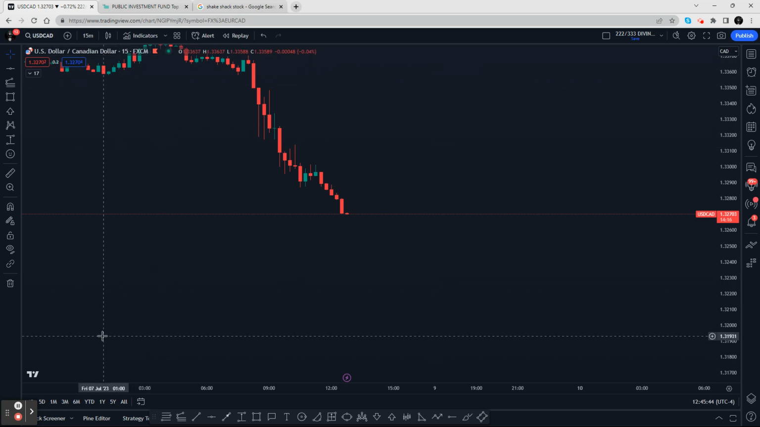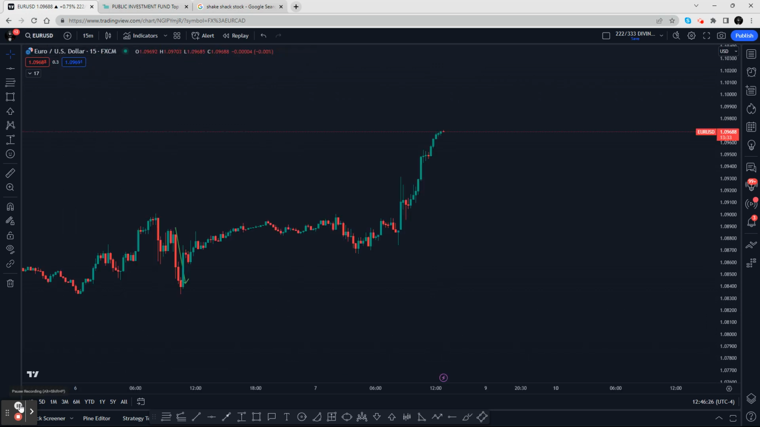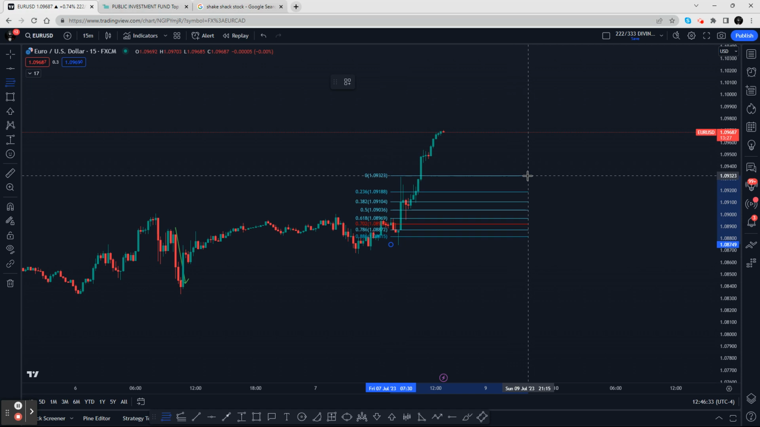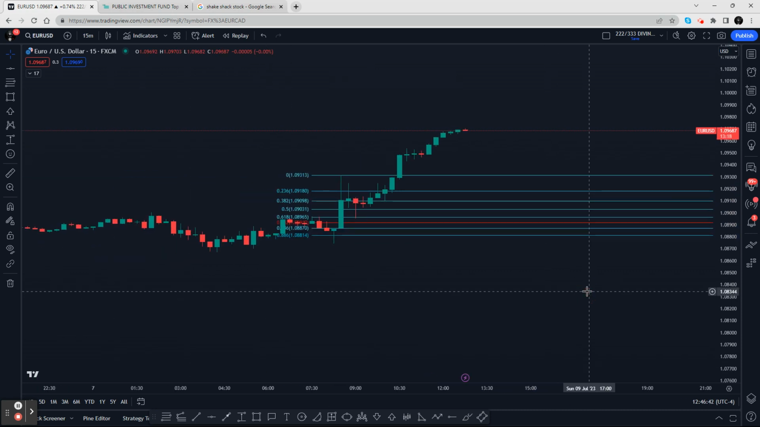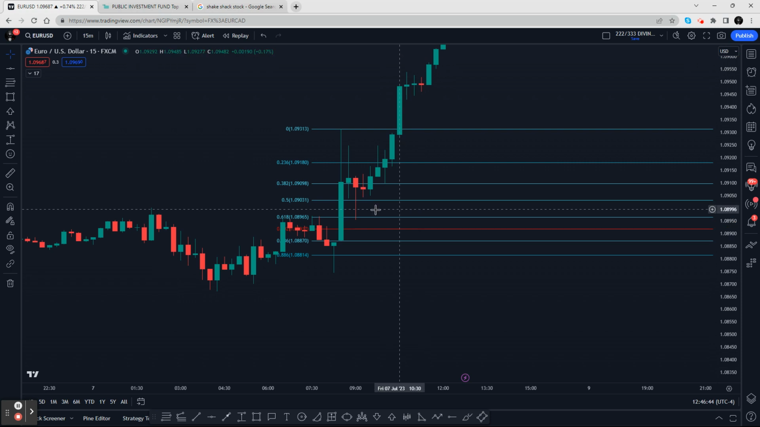Now let's go look at another pair. All right, we got the Euro USD. We're gonna do the same thing. We're gonna take this little impulse that was right here, bring it up, and we're gonna see that, boom, we got the 61%. It was hit, so that one was a success as well on the pullback. Okay, so we did get that.